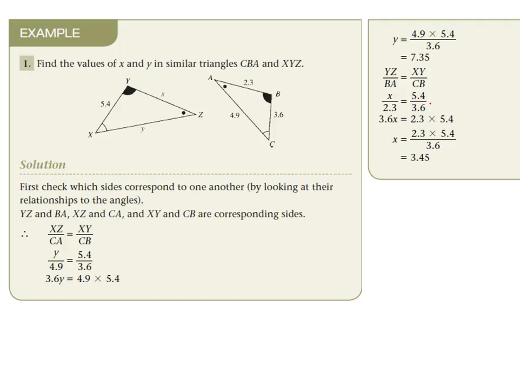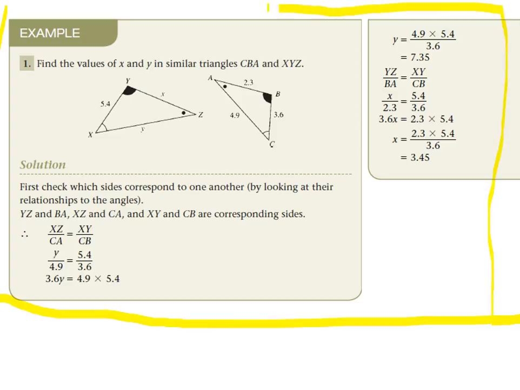And similarly, we do the same for x. Okay, YZ, that's x, corresponds to BA, which is 2.3. And 5.4 corresponds to 3.6, XY to CB. Once again, I don't know why they take a long way around to do this. Really the easiest way is just to multiply that side by 2.3 anyhow. And that works out to be 3.45. So why don't you copy that one down as well, and then we have a look at the next example.